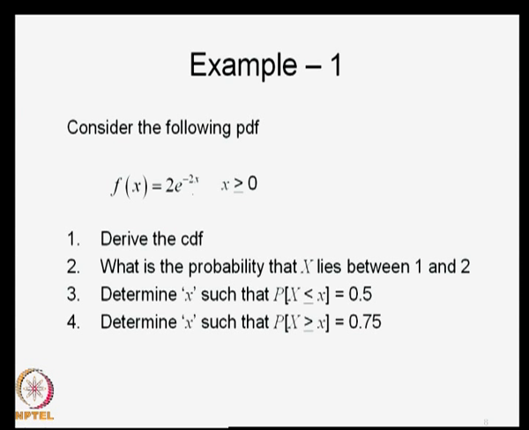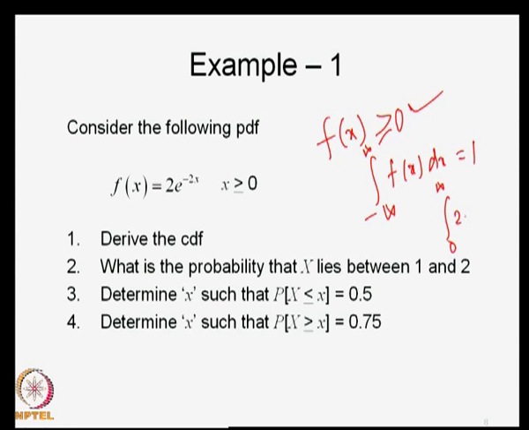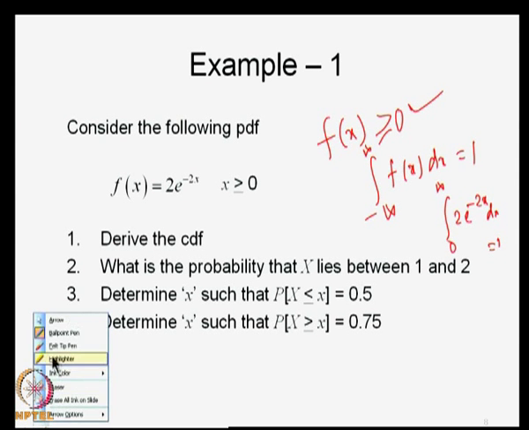To make sure this is a valid PDF, what are the two conditions that you have to check? One is that it is non-negative. So, for x greater than or equal to 0, this is non-negative, that is satisfied. The other one is that the integral from minus infinity to plus infinity of f of x dx must be equal to 1. So, verify that the integral between 0 and infinity of 2 e to the power minus 2x dx is in fact equal to 1. And as we will see later on, this is in fact the exponential distribution that we are talking about.